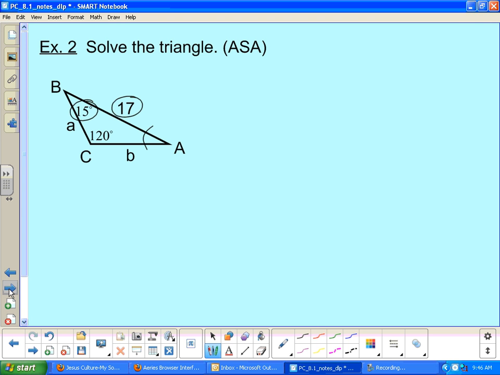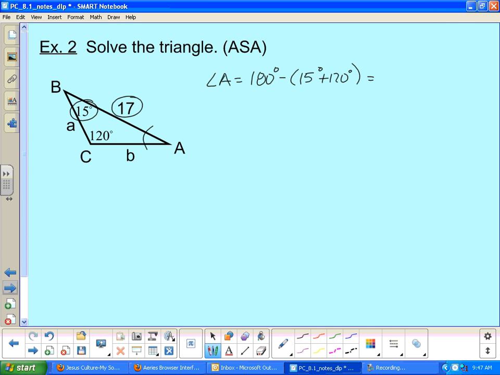Yes, ma'am? You know the angle or both. This one right now is angle, side. We can make it ASA by finding this third angle, A, right? Yeah. So if I wanted to find angle A, we do the same thing we did with the last triangle. We say 180 minus 15 plus 120. And then, now we have ASA.